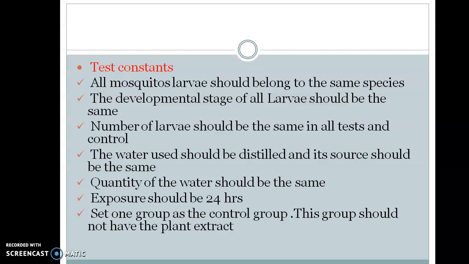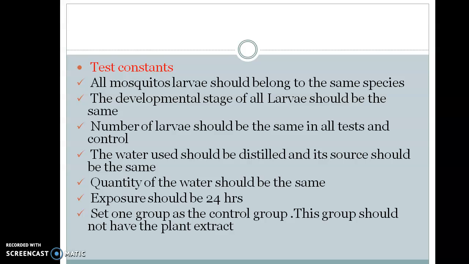Okay, then while we are doing this experiment, some factors have to be made constant. That is called the test constant. All mosquito larvae that we take for analysis should belong to the same species. Then the developmental stage of all the larvae should be the same. The number of larvae in all tests and also the control should be constant. Then the water that we use for this method should be distilled and its source should be the same. The quantity of water should be the same in all samples, and we are exposing this experiment for about 24 hours. So this will be the same in all samples.